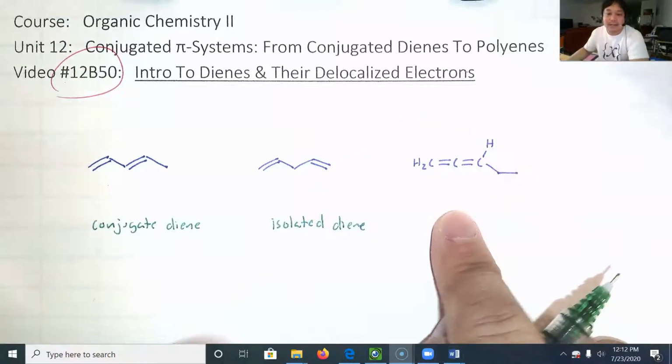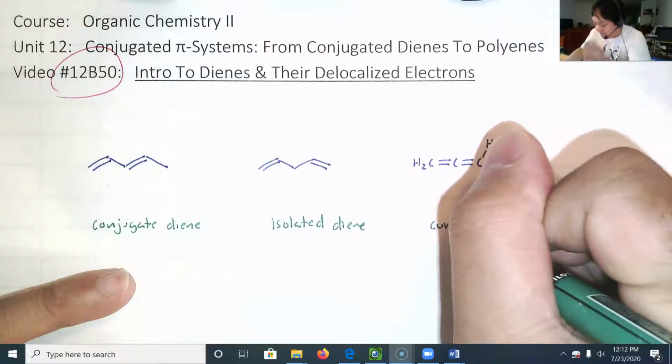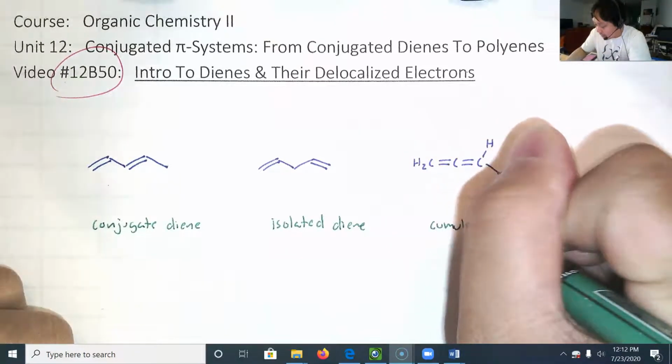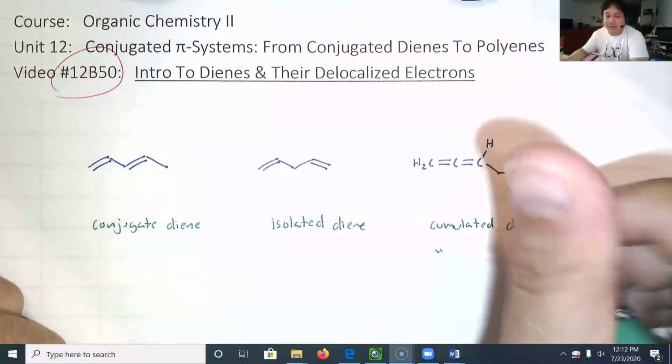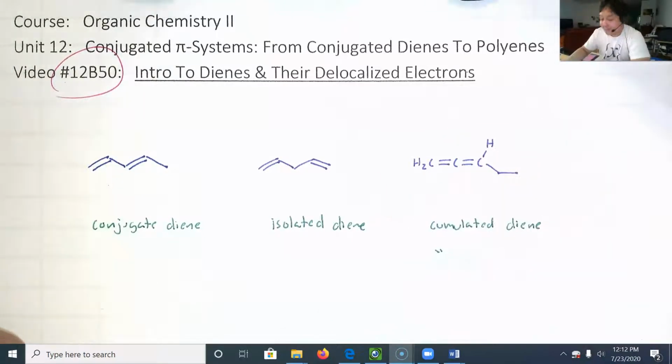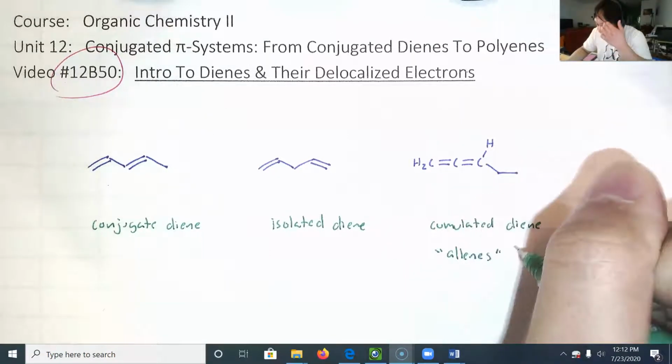And this one has a special name. It's called a cumulated diene, or this is a class of molecules called the allenes. Okay.